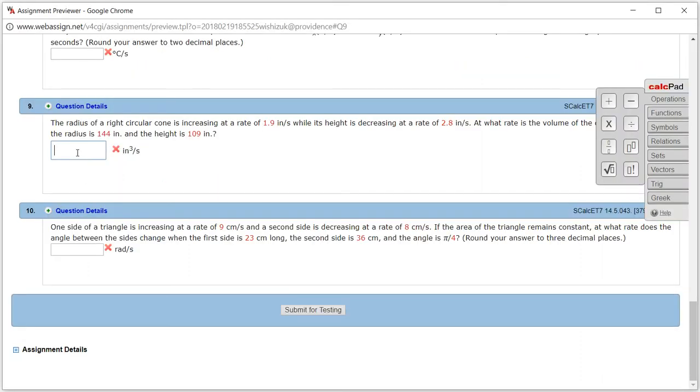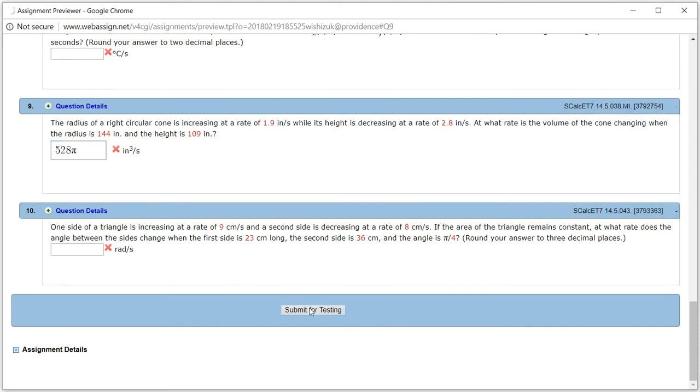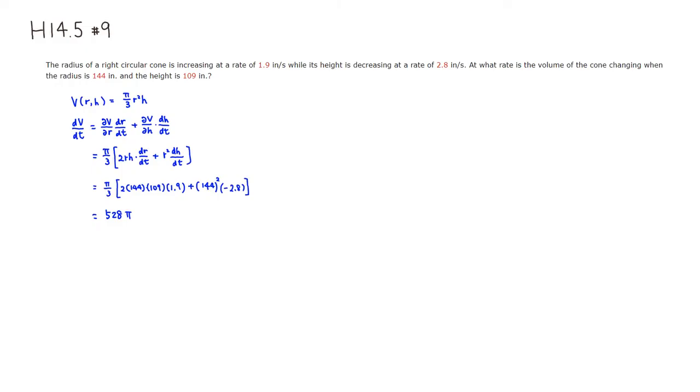Let's type it in. We came up with 528 pi. Let's check the answer. I came back and it looks like we got this one correctly. All right, that's it. I hope that this was clear.